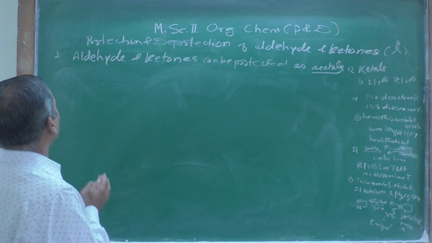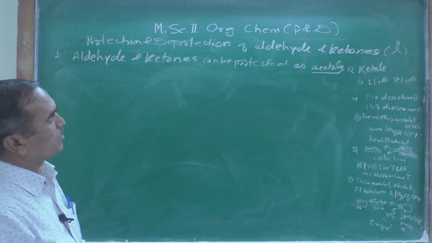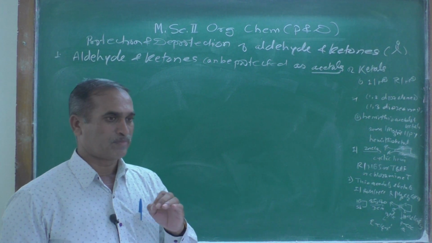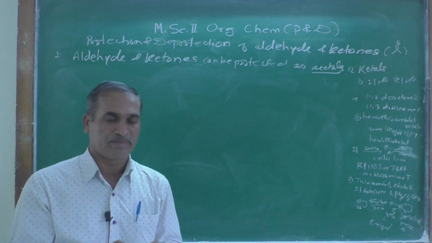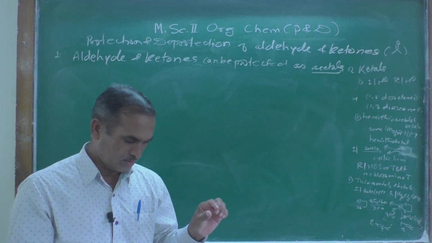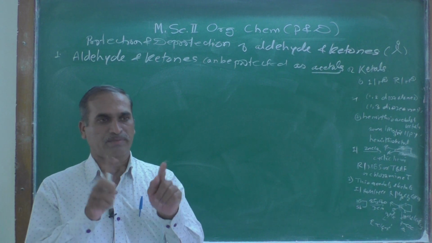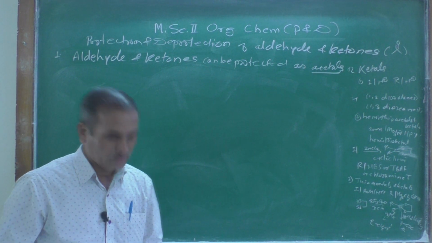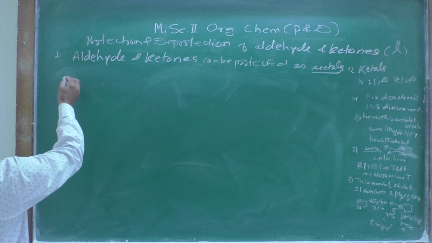So now we are going to discuss how aldehydes and ketones can be protected as acetals and ketals. Open chain we have already seen. Now we are going to learn that by using 1,2-diol or 1,3-diol, there will be a formation of a cyclic type of compound that we are going to learn over here. Let us begin with the first one, which is aldehyde.